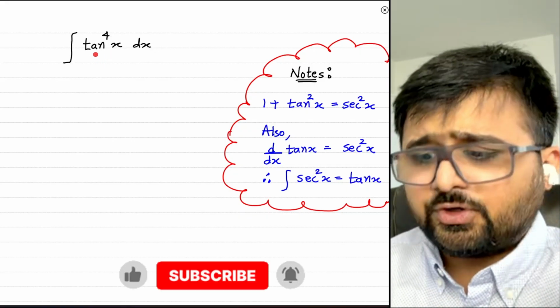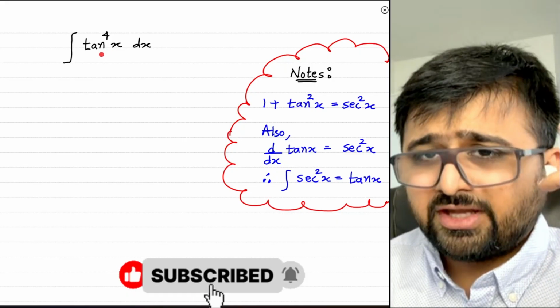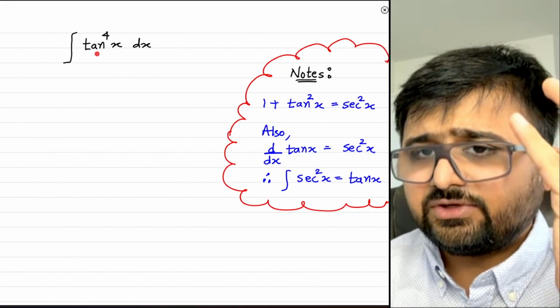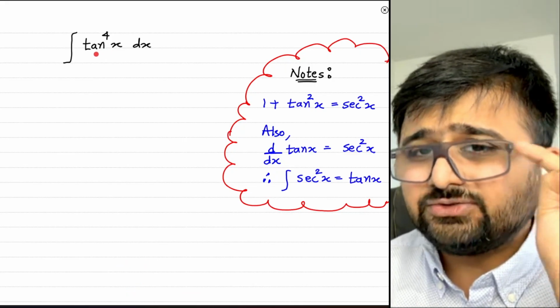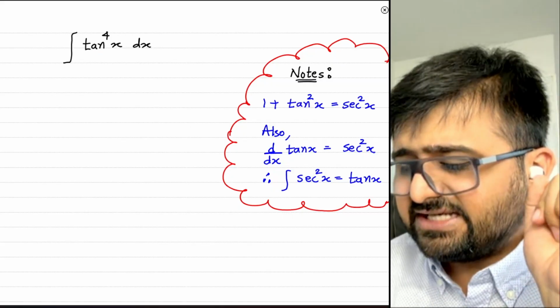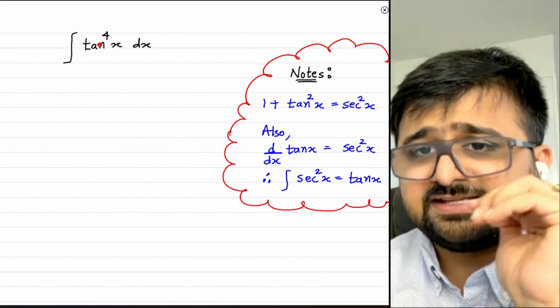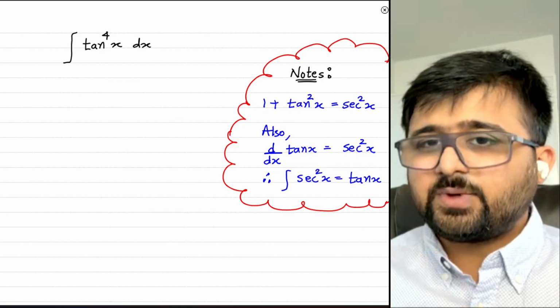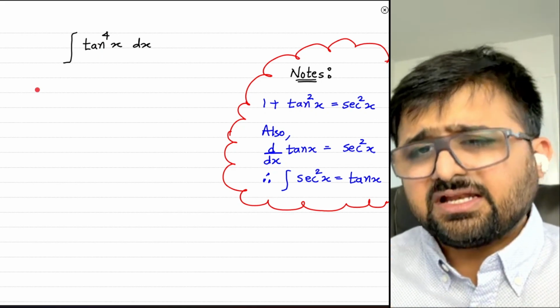Now, let's say we want to put tan x is equal to u. Can we do that? We can do that only if the derivative of tan x, which is sec square x, is present. Is sec square x present over here? It's not. But we can introduce sec square x by doing something in this integral. Let's see how we do that.